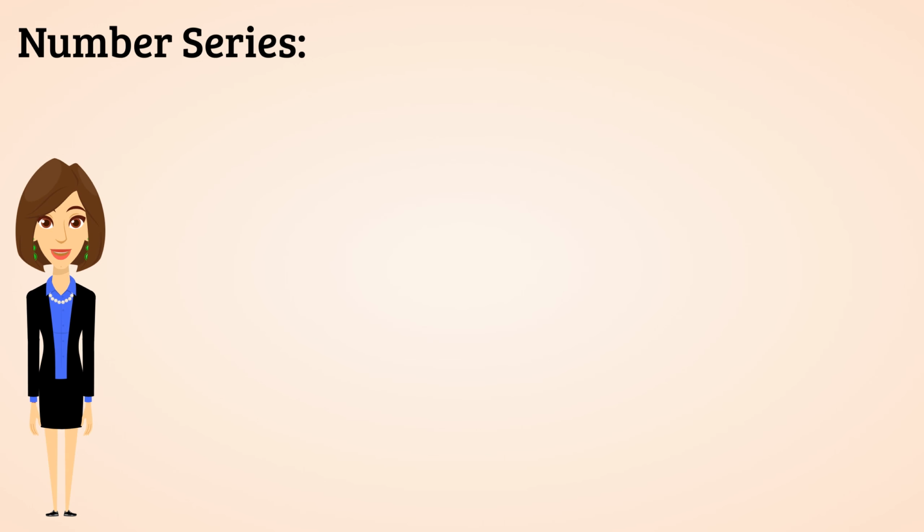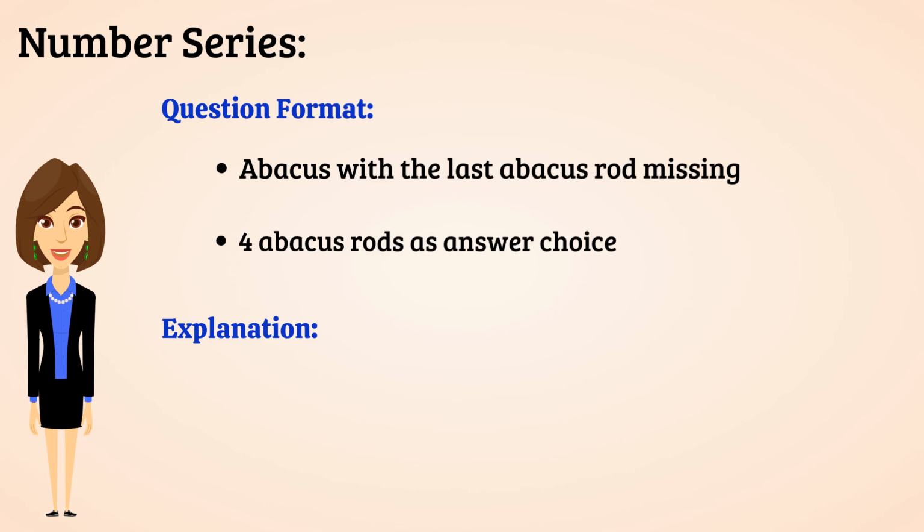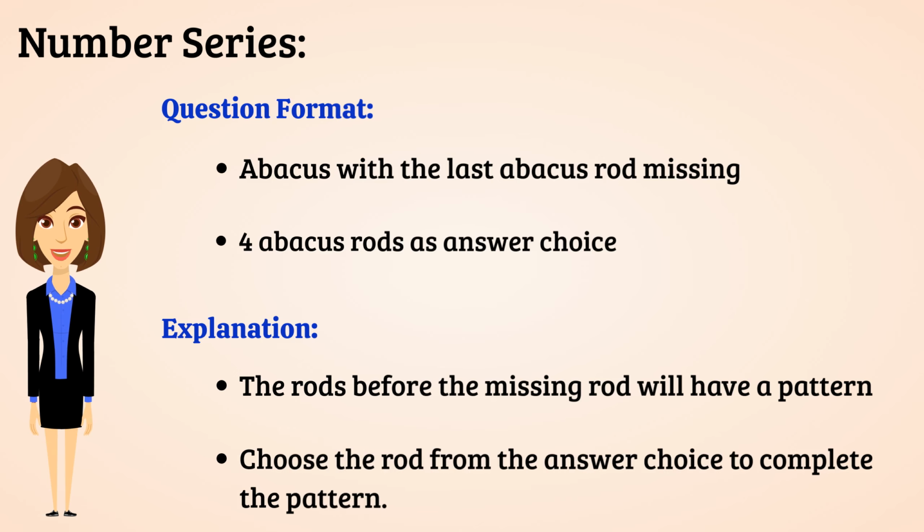In number series, the question will contain an abacus tool with the last abacus rod missing, and the answer choice will have 4 abacus rods. The abacus tool in the question will have a set of rods before the missing rod, which will have a pattern. The student needs to identify this pattern and choose the rod from the answer choice to complete the pattern.